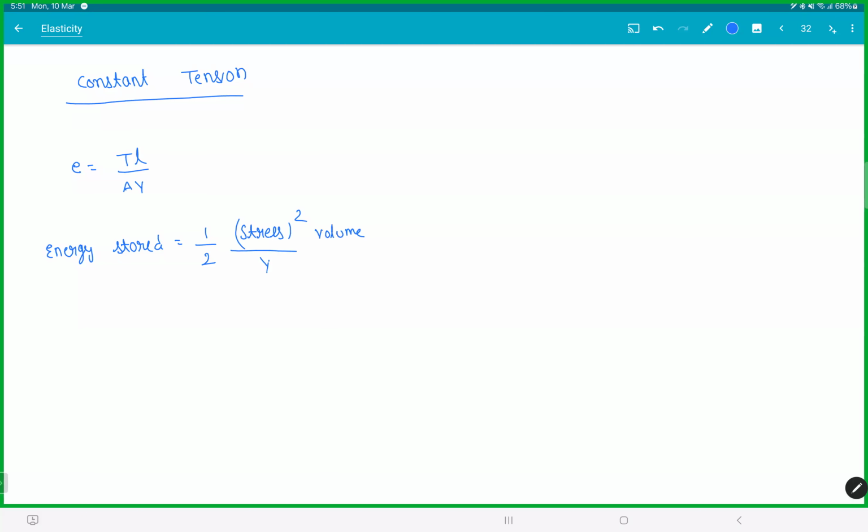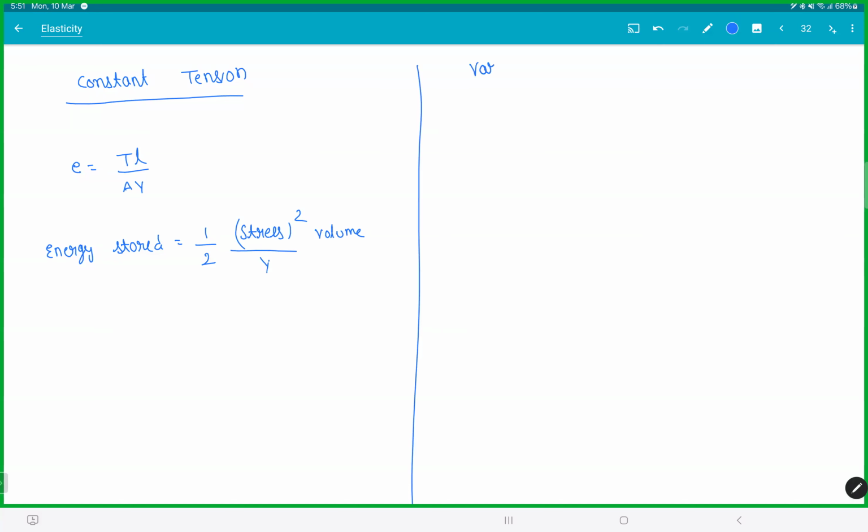Why do I prefer this? Think about it. What is stress? Tension by area. So if I know tension, my job's done. Instead of using half of stress into strain into volume, where you need to find stress and strain separately, why do you want to get into all that headache? So if you have a constant tension, this is how the formulas will look.